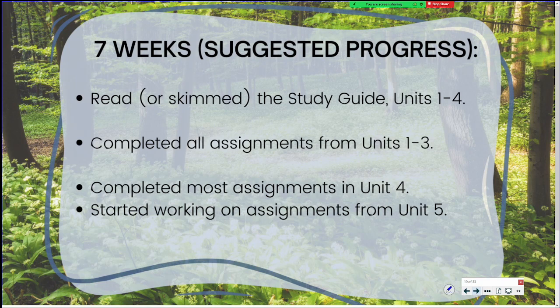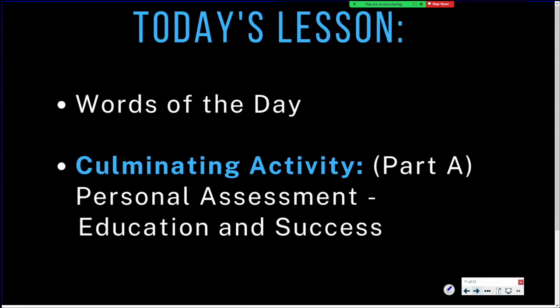And so with the whole discussion about graduation and completing credits, I like to give students a timeline. So if you've been taking this course for about 7 weeks, you should have read all of the material. So that's, read or skimmed the study guide, units 1 through 4. You should have completed all assignments from units 1 to 3, completed most of unit 4, and have now begun to work on assignments from unit 5. And that's if you've been taking this course for about 7 weeks.